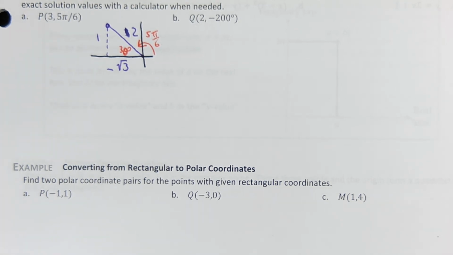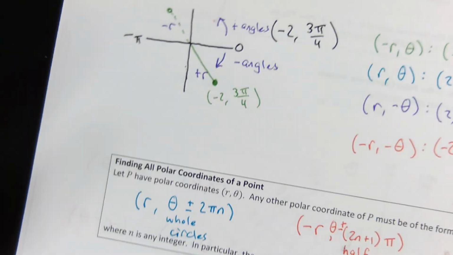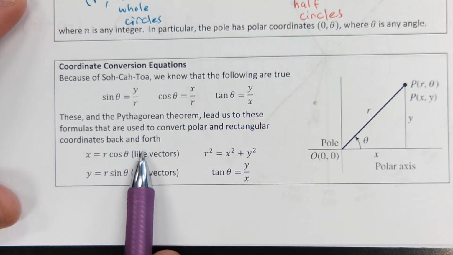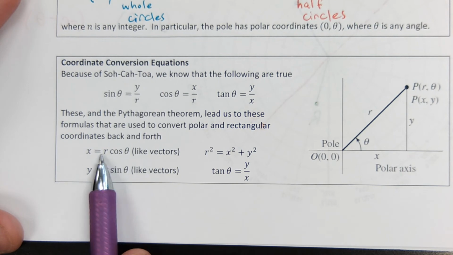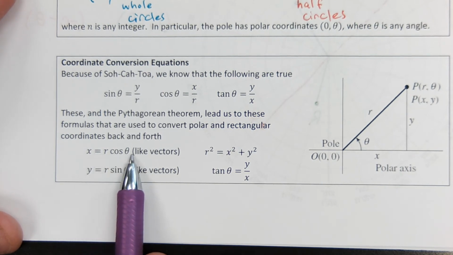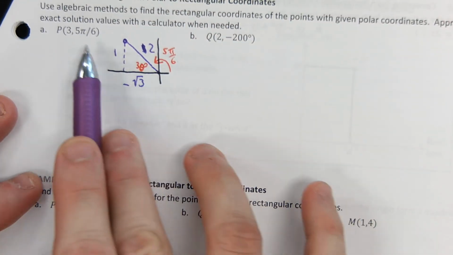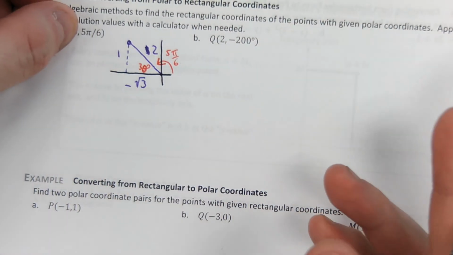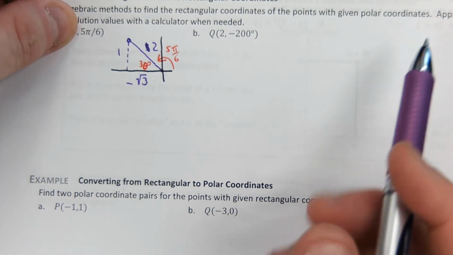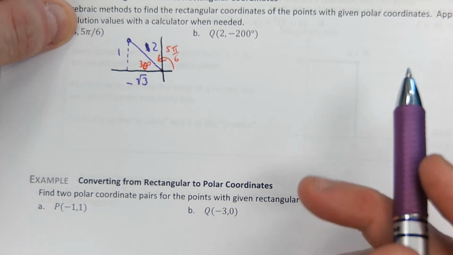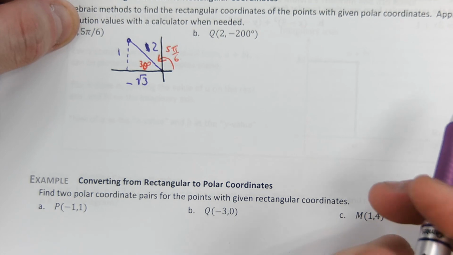Sorry about that. X is r cosine theta, right? This was just me drawing the triangle for 5 pi over 6, not necessarily with the 3. I wrote it by accident. I just wanted the 5 pi over 6 triangle so I could do cosine and sine there because I don't have my unit circle memorized.